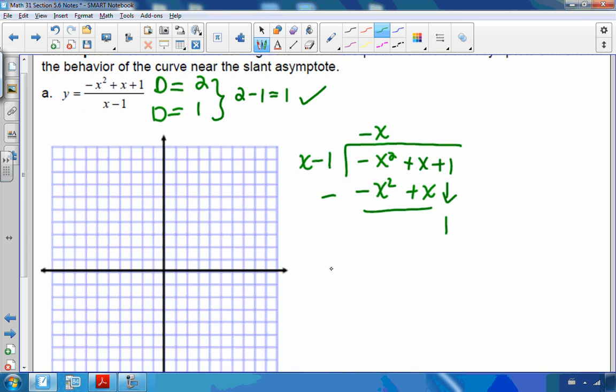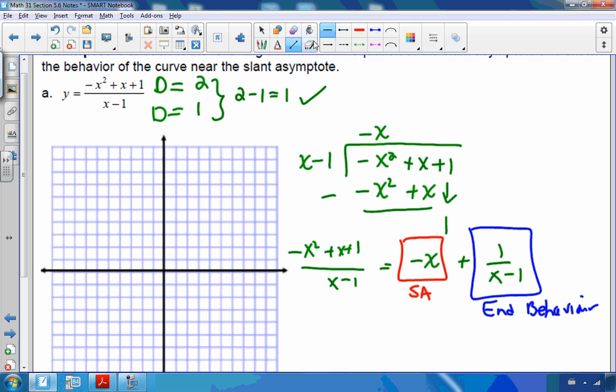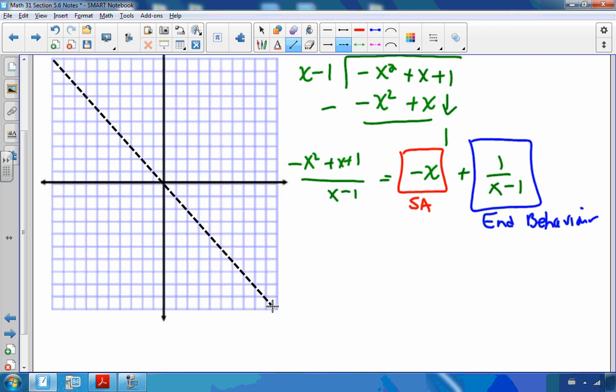So that means that my rational function written as a division statement, negative x squared plus x plus 1 all over x minus 1, is the same as my quotient plus my remainder out of my divisor. This will be the slant asymptote. This will be the remainder and the end behavior. Okay, so I want to graph y equals negative x.